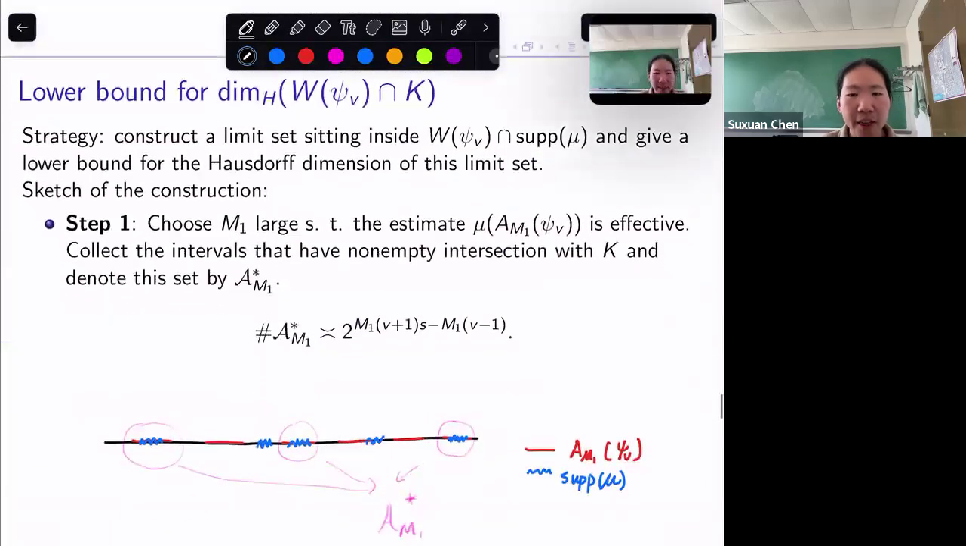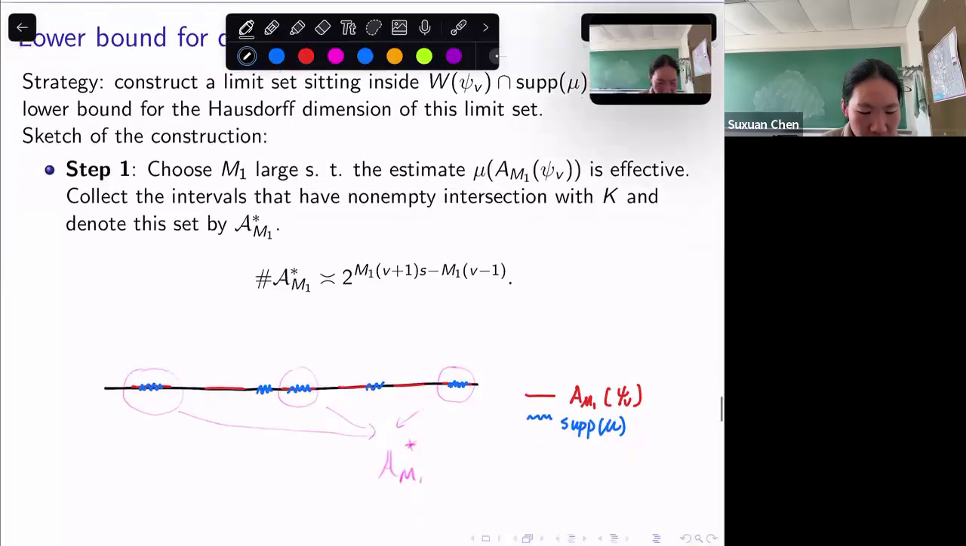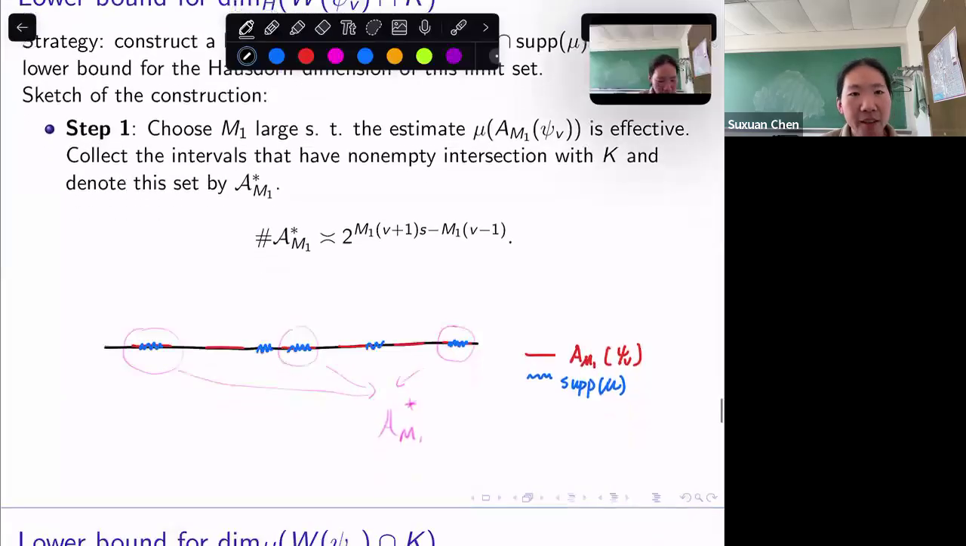And with this setup, now we are able to find a lower bound for the Hausdorff dimension of W psi V intersect with K. So the strategy is to construct a limit set sitting inside W psi V intersect with the support of mu, which is the self-similar set. And then we give a lower bound for the Hausdorff dimension of this limit set. So in the following, I give a sketch of the construction.